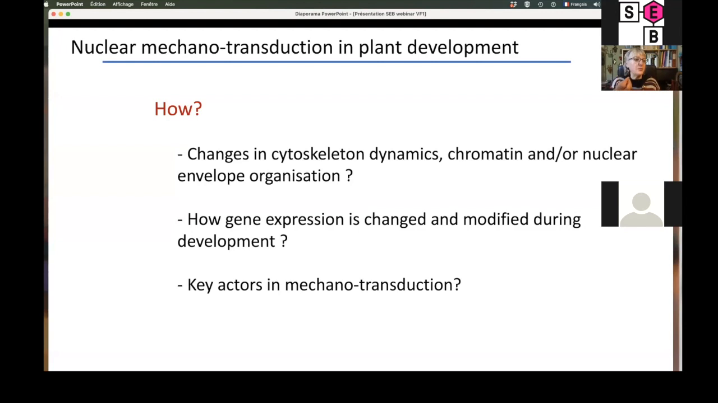So this work is in progress and it's under modeling, thanks to the collaboration we have with Henrik Johnson and Tamsin Spielman in the UK. But also we would like to investigate how gene expression is changed and modified during development, especially root hair, but now we are going to the main root, especially during this process of development in the root from meristem, elongation, and differentiated area. And we would like also to know what are the key actors involved in mechano-transduction.